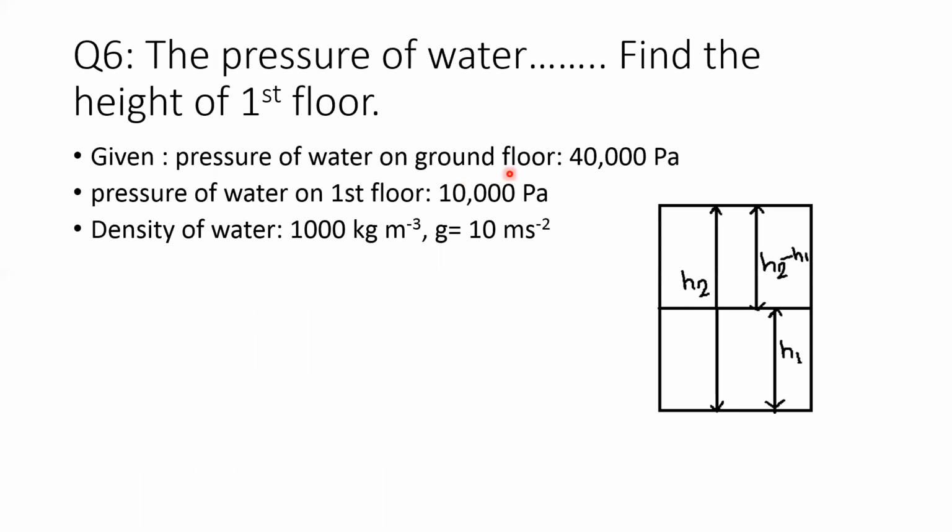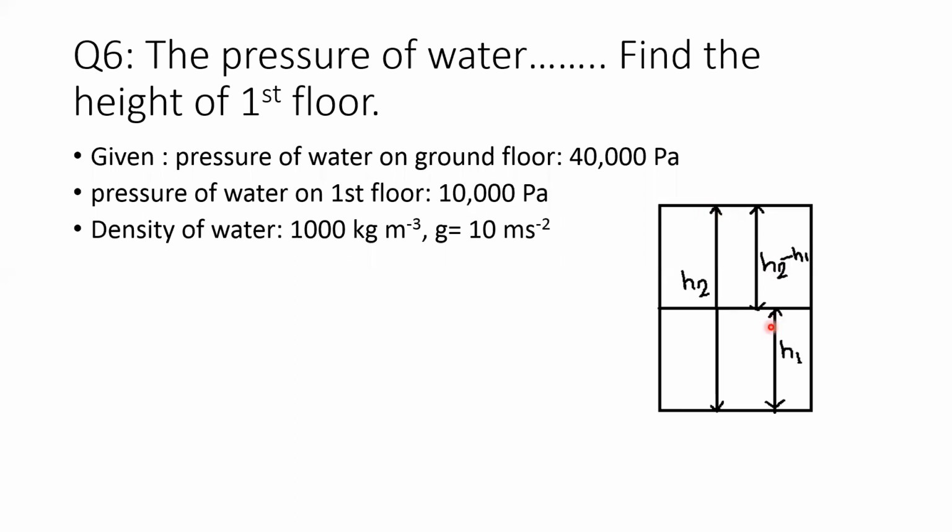Now question number 6. The pressure of water on the ground floor is 40,000 Pascal and on the first floor is 10,000 Pascal. Find the height of the first floor. So there is a hint. I have tried to draw a diagram for you to give you a hint. Suppose this is the first floor and this is the second floor. When the vessel is kept on the ground floor, this H1 height is there.